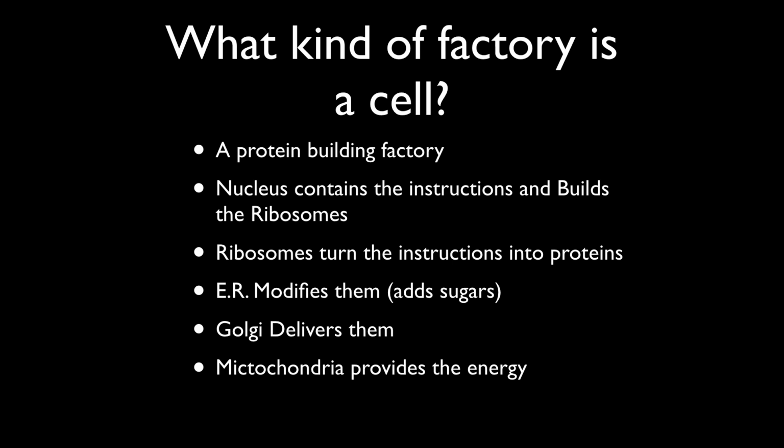The ER modifies those proteins. The Golgi delivers those proteins where they need to go. And mitochondria provide the energy so that they can do their job, giving us a very efficient life factory. Same kind of work goes on in a prokaryotic cell, but it doesn't have all these machines and workers to do it.